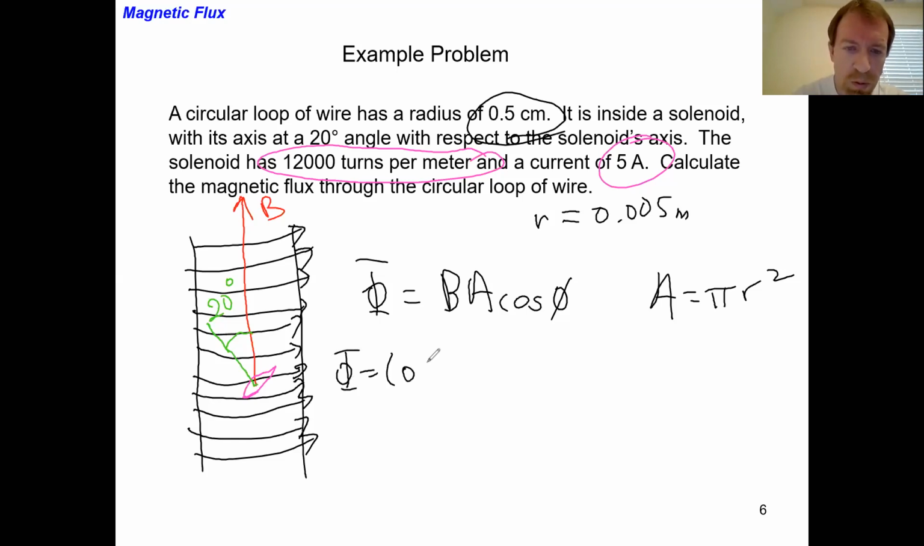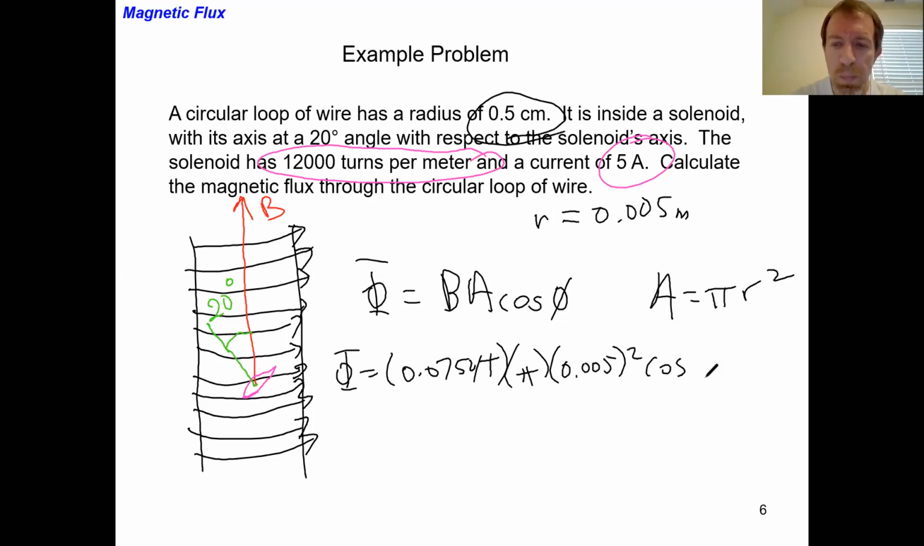B is 0.0754 Tesla. The area is pi r squared. And the angle between the perpendicular to the surface of our coil, along the axis, and the magnetic field is 20 degrees. So the perpendicular to that coil and the magnetic field make a 20-degree angle.